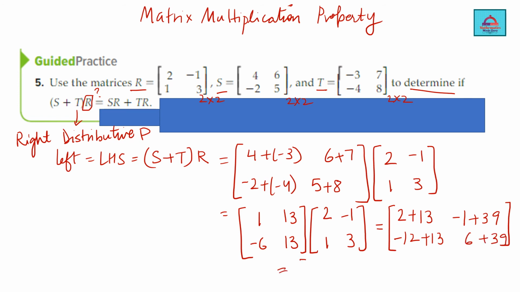So let's simplify and get the final answer here. So 15, 1, 38, and 45. This is the result of the left hand side.